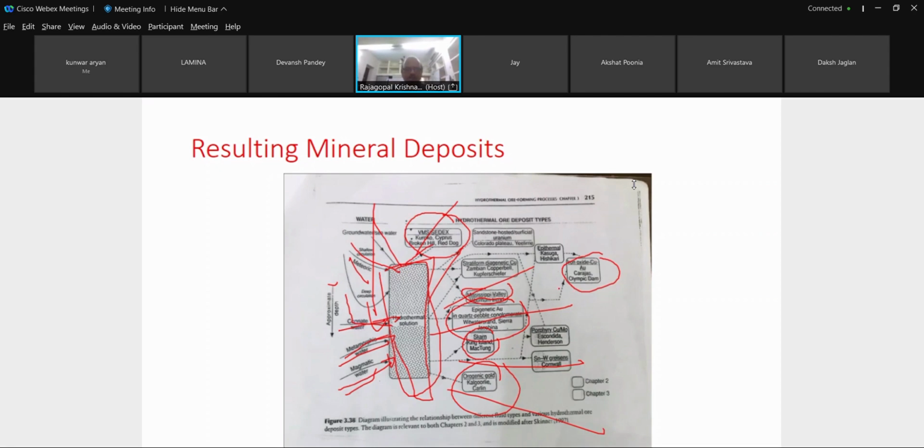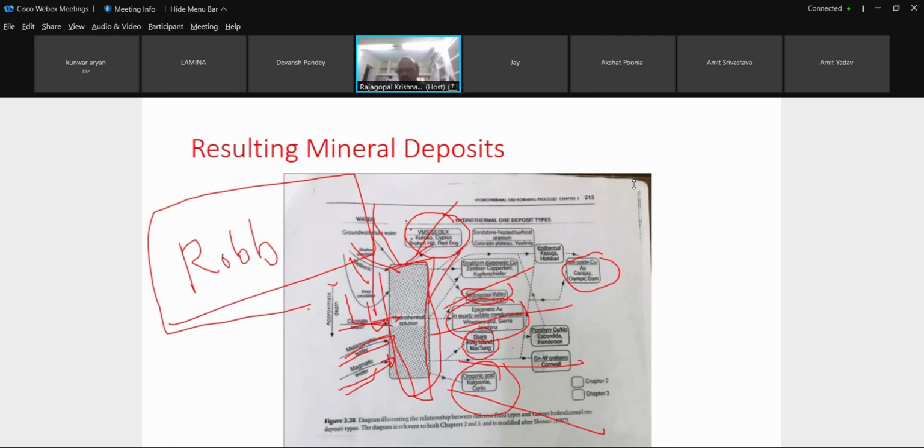All these are available in the book by Rob Lawrence. Anyone of you have got the book? Download the book by Rob Lawrence. Please read it. He gives a lot of details on the resulting mineral deposits and circulations. Excellent book for the hydrothermal process.